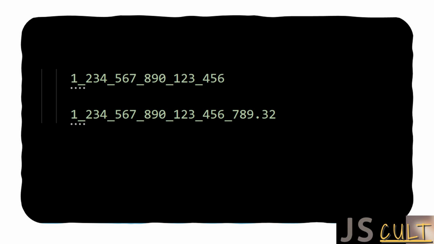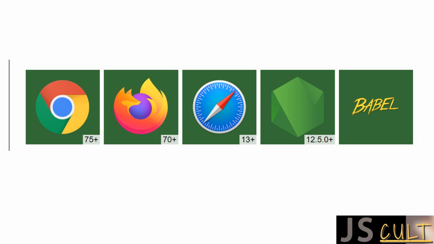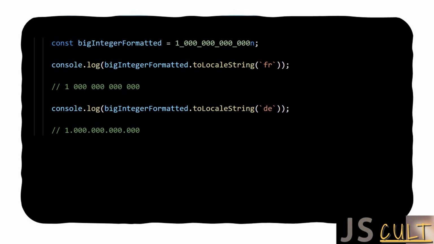Also, you can use this for binary, octal, hex, etc. As shown in this example, both the constants result in the same output, but the second literal is way more readable, isn't it? This feature is available in almost all the major browsers.